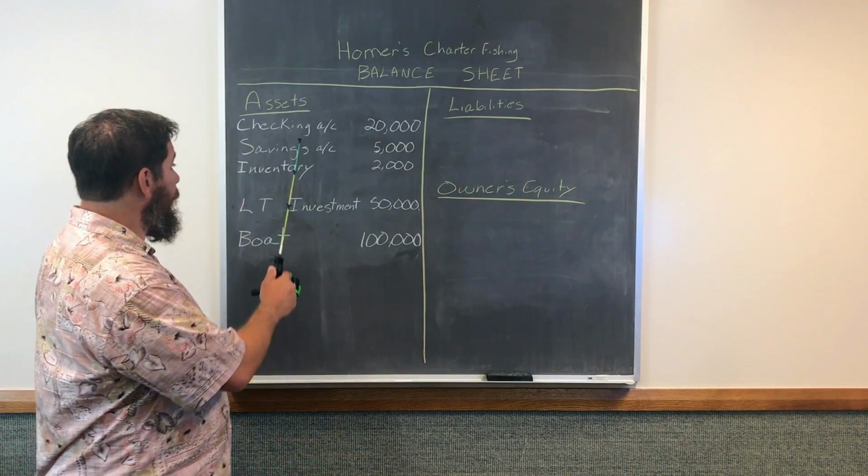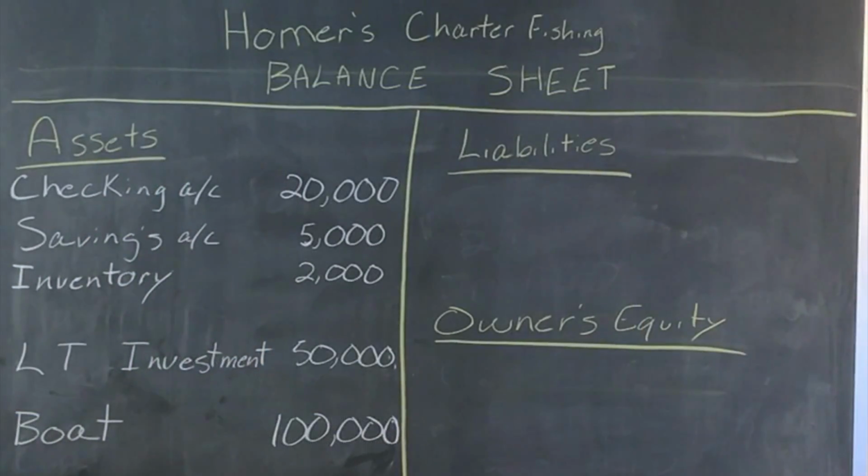Current assets, which I have here, these three are current assets. These are assets that are going to be turned into cash or they're already cash within a year. Then you have non-current assets. These are assets like a long-term investment that take over a year to turn into cash. And then there's a special kind of non-current asset called a fixed asset that usually is never turned into cash.